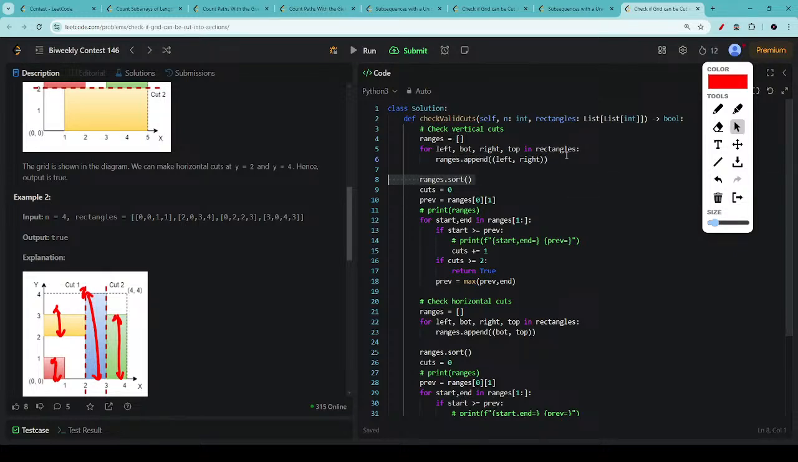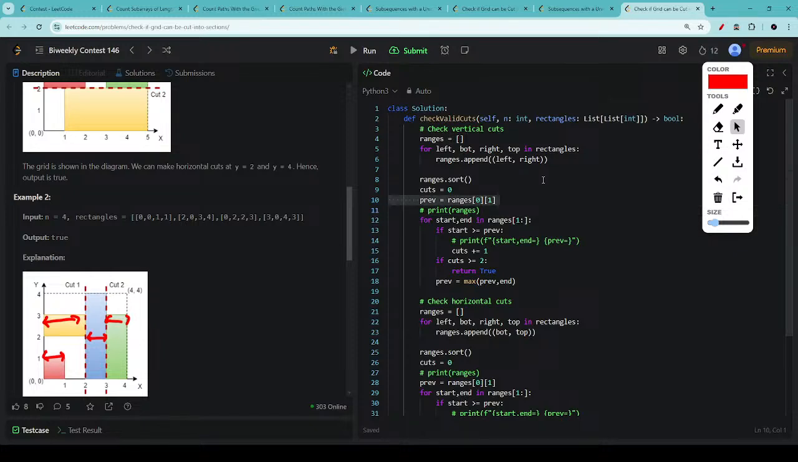This is a key thing. I sort them. I want to sort them by where they start and where they end. If you don't sort them, they're all over the place, and then it becomes tricky. So if you sort them, then the question becomes much easier.